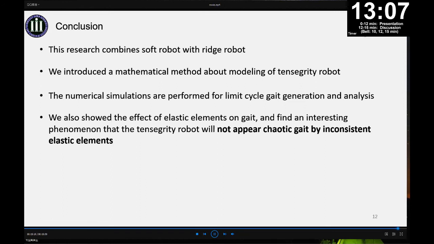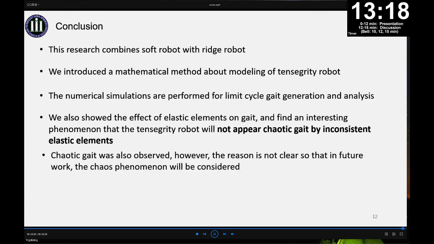And the chaotic gait was also observed. However, the reason is not clear, so in future work, the chaotic phenomenon will be considered, and its effect on gait will be analyzed.